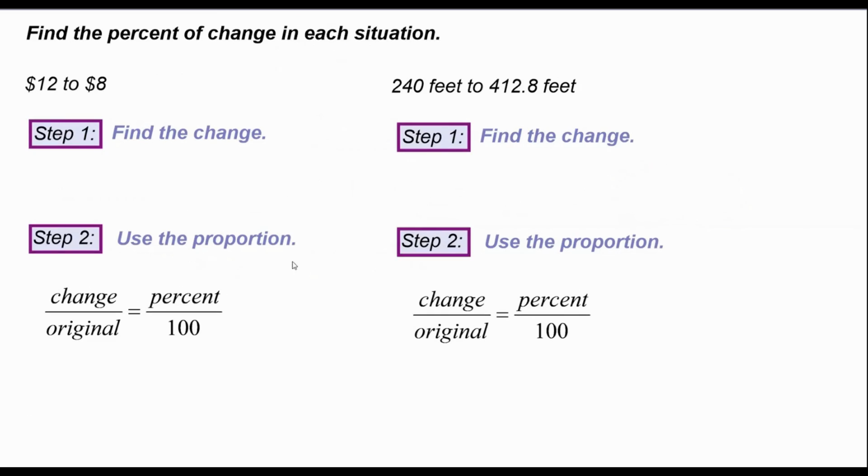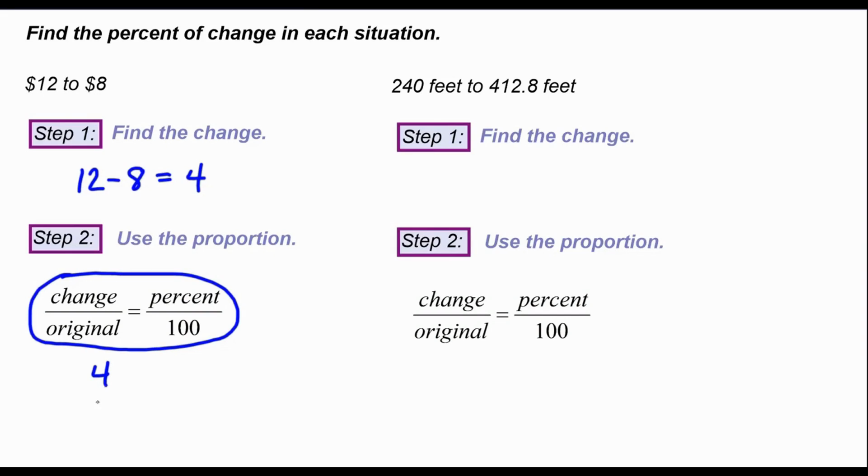Let's take a look at a couple more. Here we want to find the percent change in each situation. So we had a change from $12 to $8. The first thing we want to do is find out how much that change is. So I just use subtraction. 12 minus 8 is 4. So that's the amount of change. And now I'm going to use my proportion. Change over original equals percent over 100. So the change was $4. The original amount I had was $12. And that's how much out of 100.